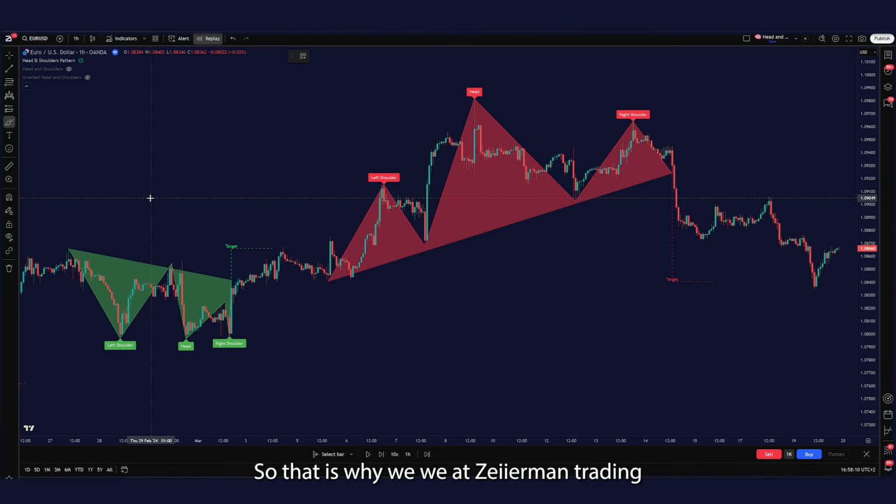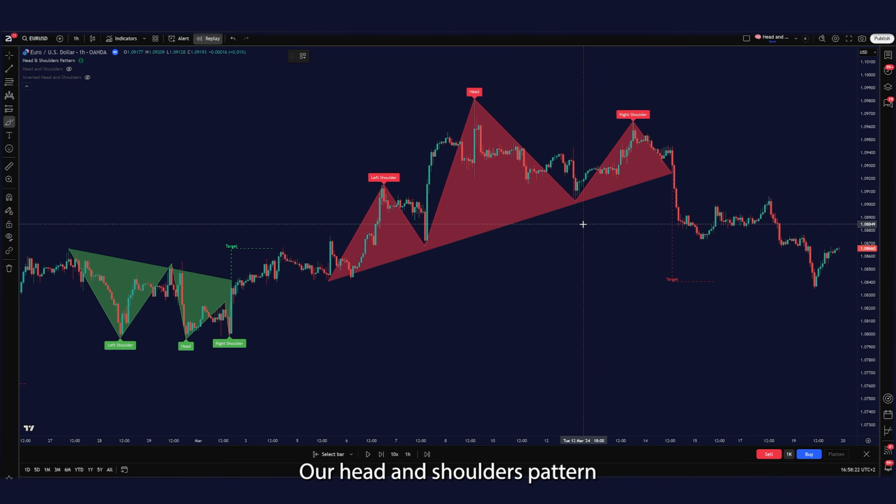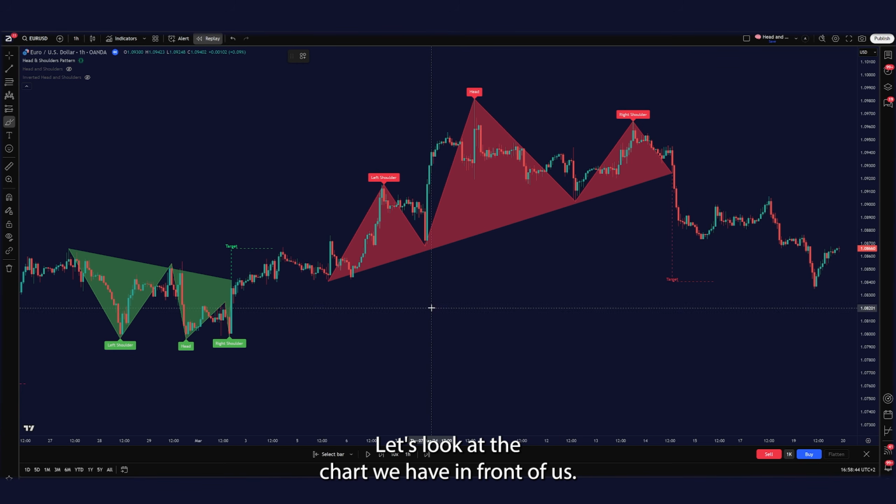So that is why we at Zeiierman Trading thought, maybe we will do it ourselves. And here we are. Our head and shoulders pattern recognition algorithm is more flexible, and you will therefore get more patterns across any time frame and any chart. So whenever you load our indicator, you will definitely see some head and shoulders patterns, which you can trade right away.